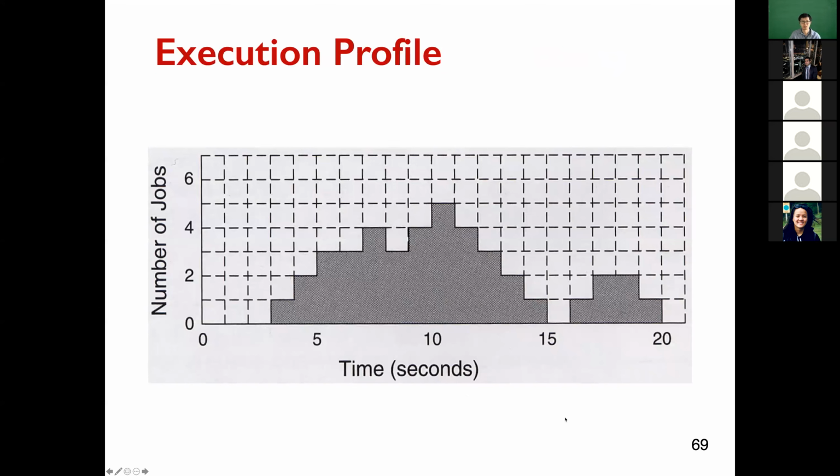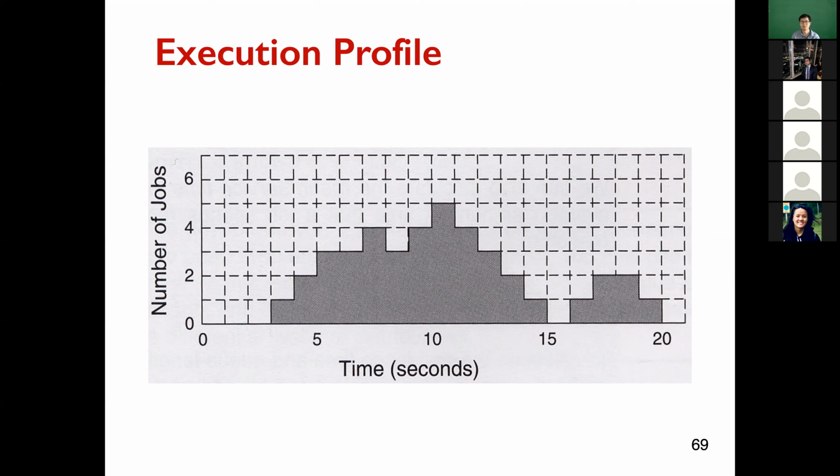This is the execution profile. The horizontal axis is the time in seconds, and the vertical axis is the number of jobs, which indicates the number of jobs in the queue at that time, right? From this figure, I want to ask you some questions. The first: what is the total measurement period? You can say 21 or 20, right? Here we just consider 20. 20 seconds is our entire measurement period.